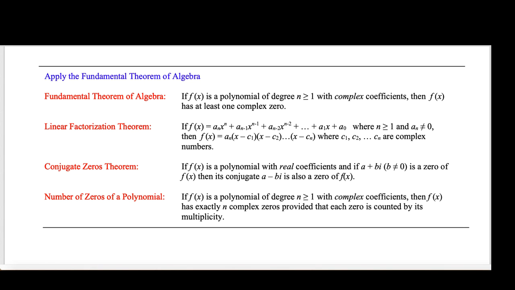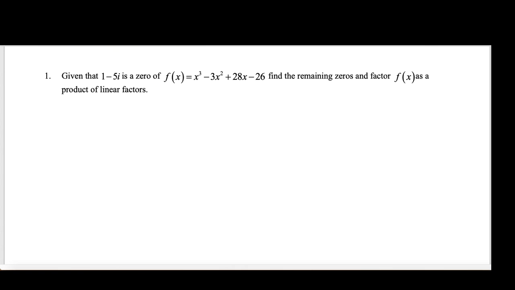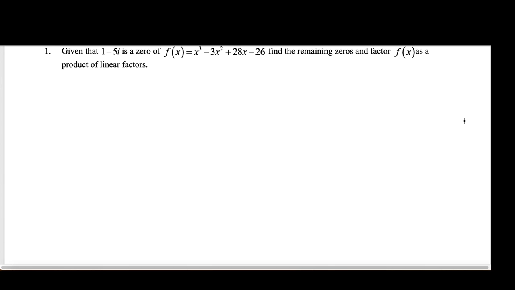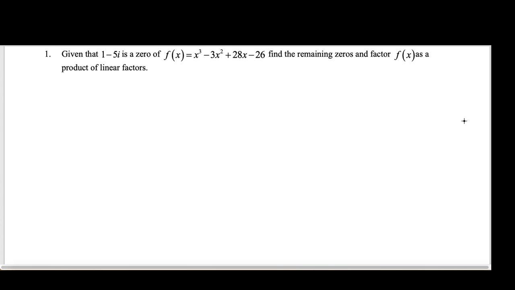So what we will do now is we will work out an example, where we will apply some of these theorems. And here's our example right here. Given that 1 minus 5i is a zero of the function f of x equals x cubed minus 3x squared plus 28x minus 26, find the remaining zeros and factor the function as a product of linear factors.